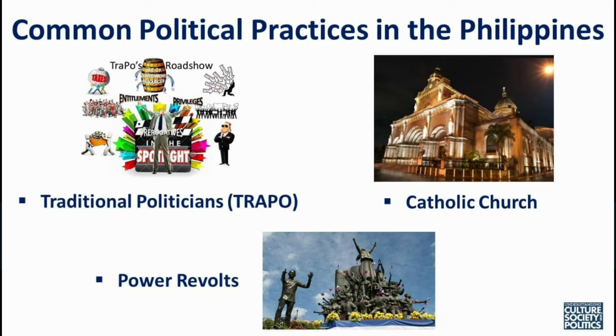Next one is power revolts. Every time we have a huge issue with the government, we go to the streets and protest. And the most common ones are the EDSA revolution that ousted Marcos and EDSA DOS that forced Erap to step down the presidency.